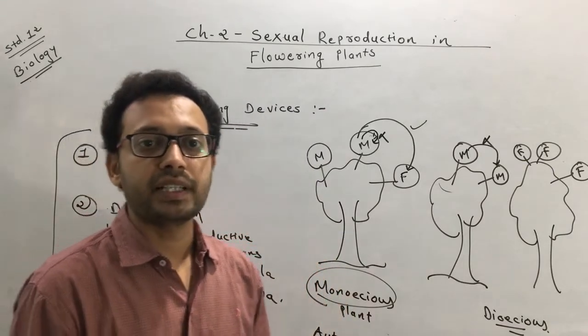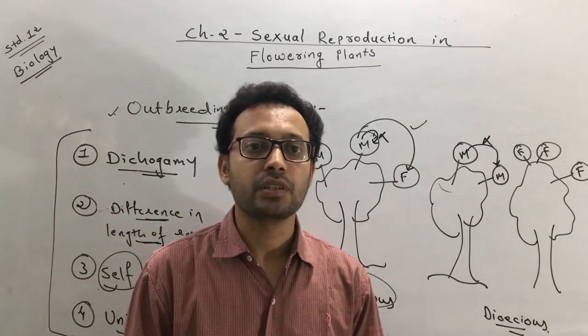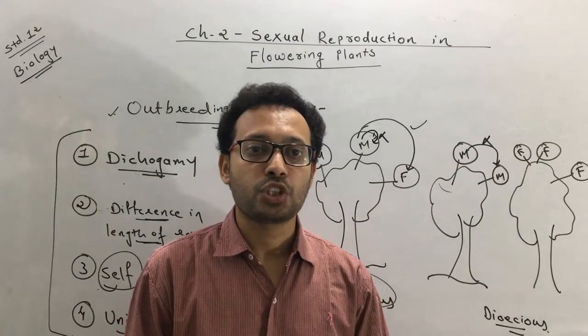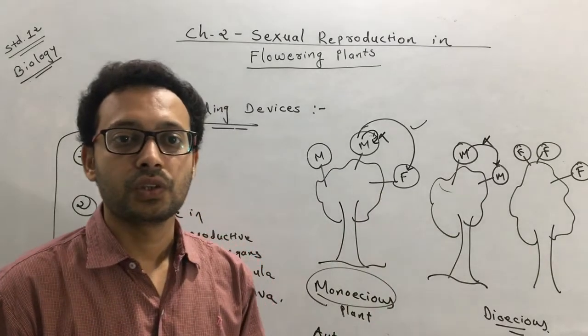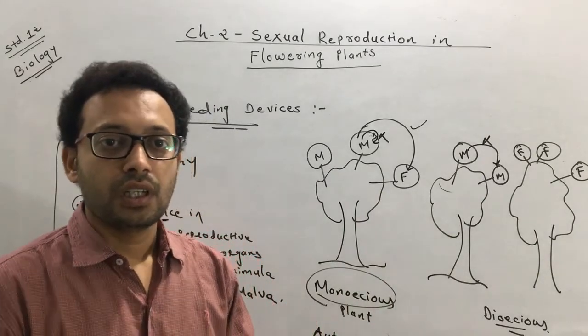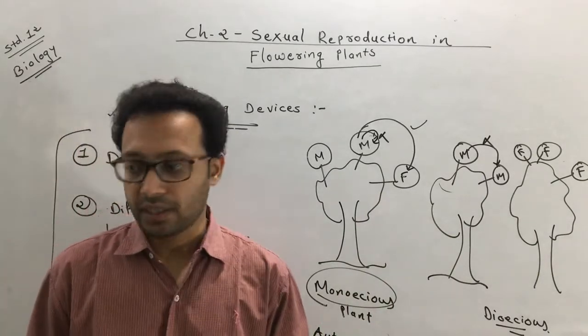And the dioecious plants are the papaya plant and the date palm tree. Okay, they are the examples of dioecious plants. So that's all about outbreeding devices. Okay, understood? Now we move ahead with another topic.